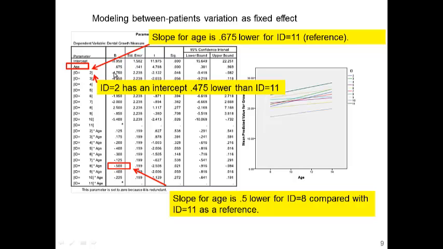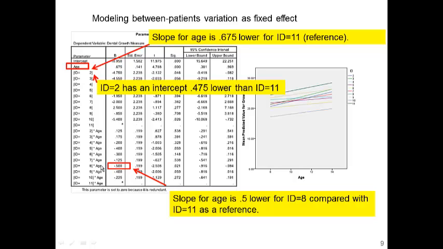Okay? And if you look at the beta coefficient for ID equal to 2, this is the intercept for ID number 2 person. So this is this dark blue. Okay, and then if you extrapolate this line and look at where it crosses age of 0, that intercept is actually 4.75 millimeter lower than the intercept for ID number 11. Okay, so that's how you interpret this output.